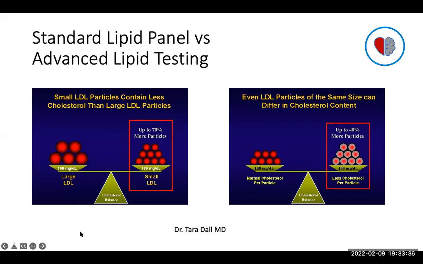So basically what happens is you can see from Dr. Tara Dahl, who is actually a fantastic lipidologist. She does quite a lot of the lectures on the A4M on lipidology. You can see here the large LDL are supposed to be the better and the small dense are supposed to be the worse.